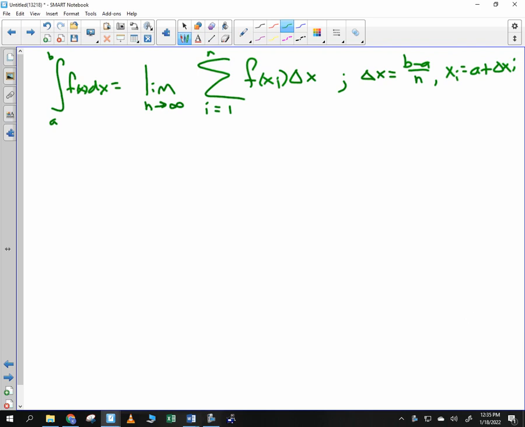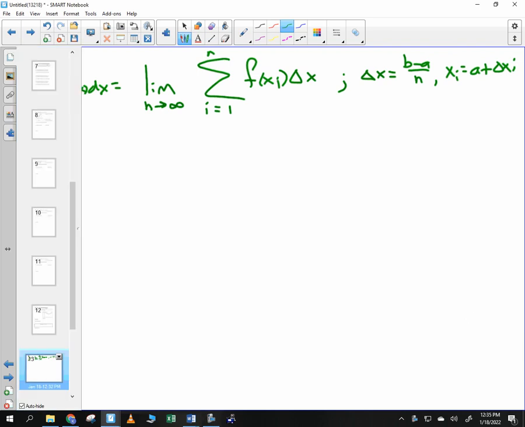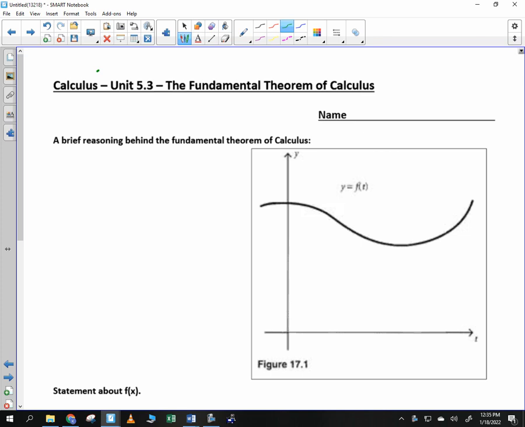Interesting as I do. So we start here. We want to talk about the reasoning behind the fundamental theorem of calculus. Who knows the fundamental theorem of algebra?